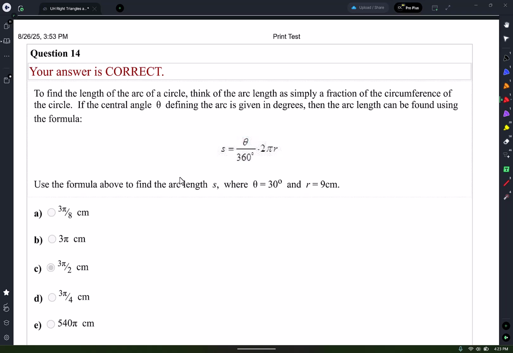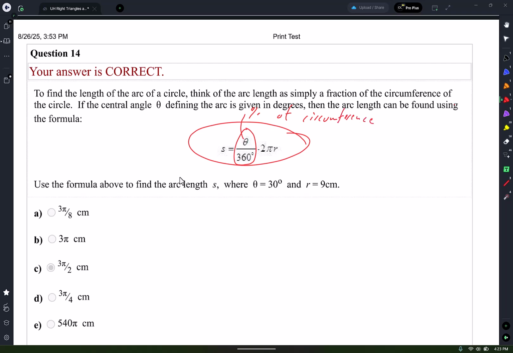To find the length of the arc of a circle, think of the arc length as simply a fraction of the circumference of the circle. If the central angle theta defining the arc is given in degrees, then the arc length can be found using the formula. Look at all we just learned. So it's like a percentage. This theta over 360 acts like a percent of the circumference.